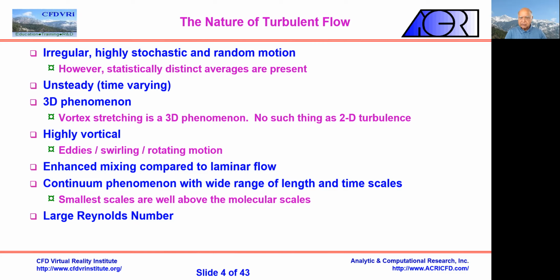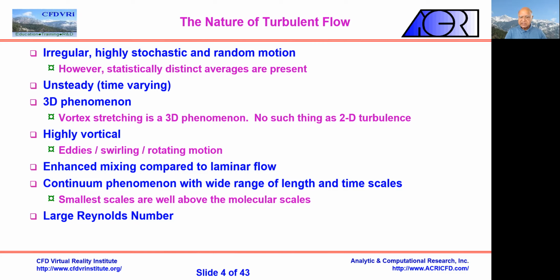What all those things do, what turbulence does, is enhance mixing compared to laminar flow, as if the viscosity of the flow was much larger, could be orders of magnitude larger than the laminar viscosity. So it's very useful in those situations where we want to enhance mixing. It is a continuum phenomenon with a very wide range of length and time scales. It's continuum because even the smallest scale, the Kolmogorov scale, is well above the molecular scales.